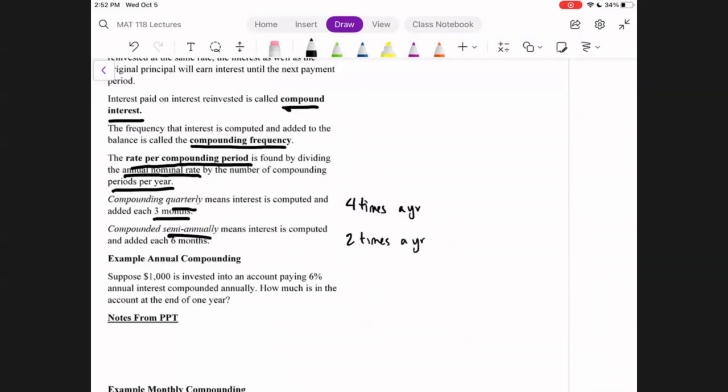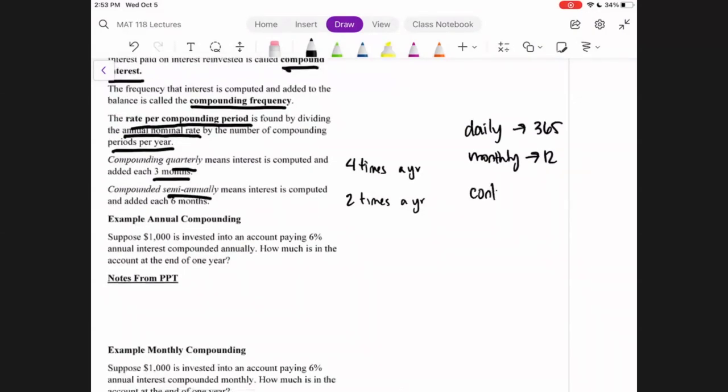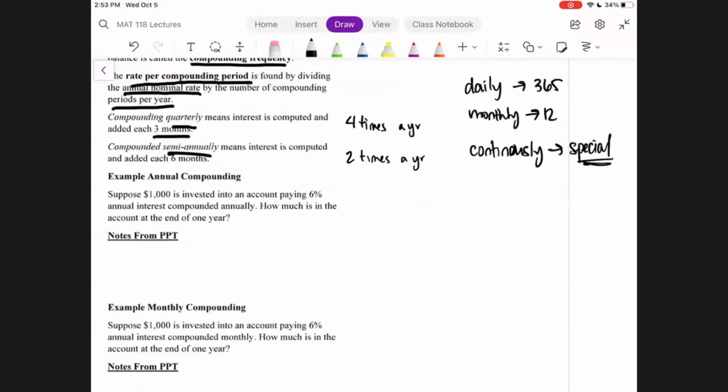You could also have daily. Daily would be 365. And then monthly would be 12. And we also have continuous, which is special. Okay, so this will be a different formula that we'll use. Okay. So for this first example, annual compounding.